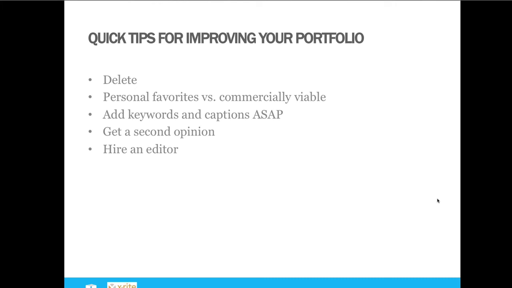Sometimes you're looking for images to get a job. You're bidding for a job and you're trying to show the client that you can do that job. And finding those images by memory is extremely time consuming. Possible, but time consuming. So a system that relies on memory is really not a system. So add keywords and captions as soon as possible.